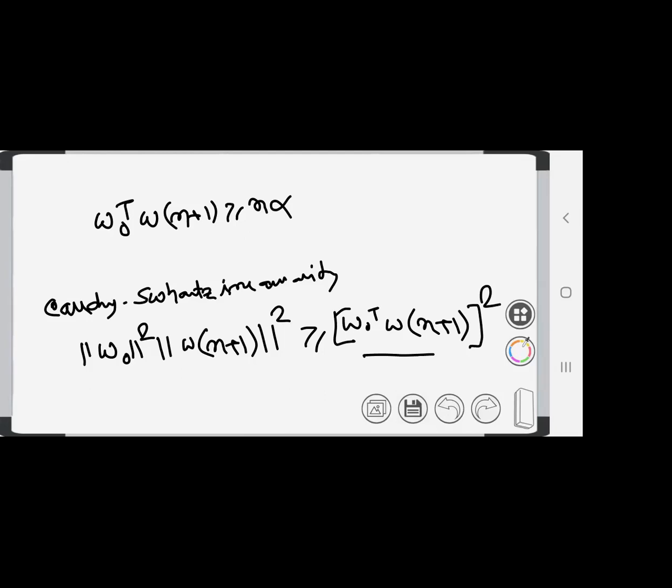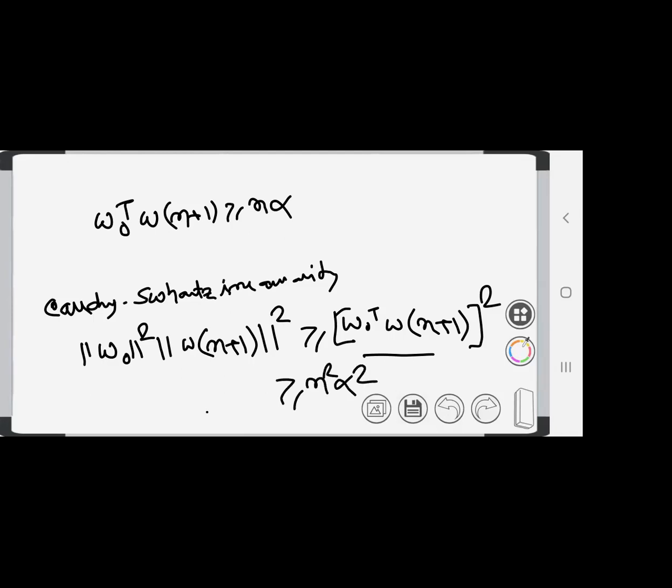Now, from the previous equation, we can note that W naught transpose W n plus 1 squared is greater than or equal to n squared alpha squared, and we note that the norm of W naught squared times the norm of W n plus 1 squared is greater than or equal to W naught transpose W n plus 1 squared. Therefore this can be further written as being greater than or equal to n squared alpha squared.